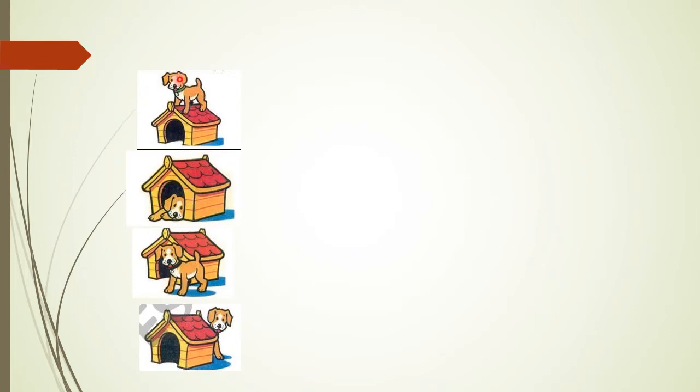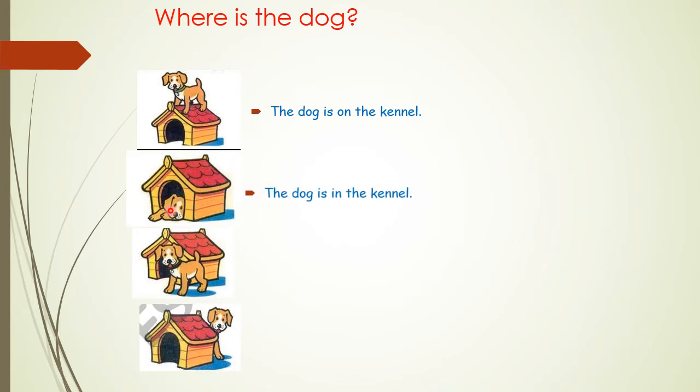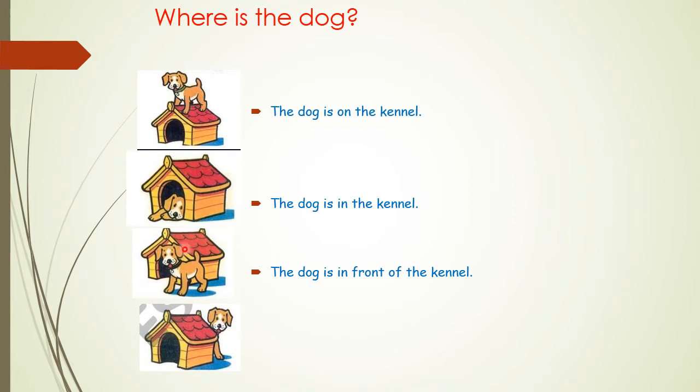Can you see a few pictures here? You have a dog and a dog house. A dog house is called a kennel. Can you tell me where the dog is? In the first picture, the dog is on the kennel, and in the second picture the dog is in the kennel, and in the third picture the dog is in front of the kennel. And what about the last picture? The dog is behind the kennel.